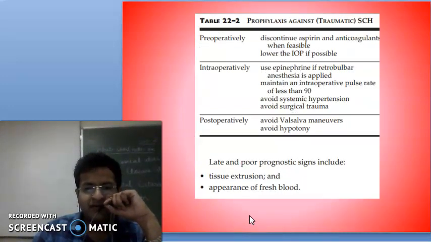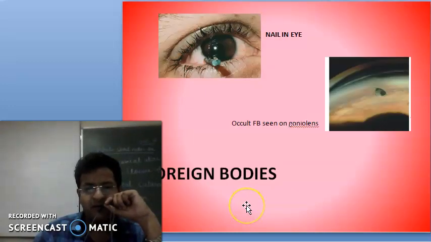What is the prophylaxis against traumatic suprachoroidal hemorrhage? Preoperatively, the prophylaxis is to discontinue any aspirin or anticoagulants whenever feasible, and lower the IOP if possible. Intraoperatively, we can use epinephrine if retrobulbar anesthesia is applied, and maintain an intraoperative pulse rate of less than 90. Avoid any systemic hypertension and avoid any surgical trauma. Post-operatively, avoid Valsalva maneuvers and avoid hypotony. What are the late and poor prognostic signs in a patient with traumatic suprachoroidal hemorrhage? It is the tissue incarceration and the appearance of fresh blood.